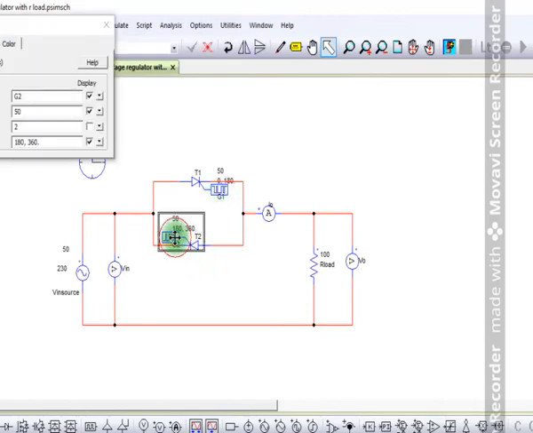Take this, and for this we will provide, say, 90 degree. Okay, 90 degree is nothing but 180 plus 90, that is 270. Okay, so we'll put it as 270. If we put it as 270, the firing angle will be 90 degree. Okay, so we'll see what happens if the firing angle is 90 degree.